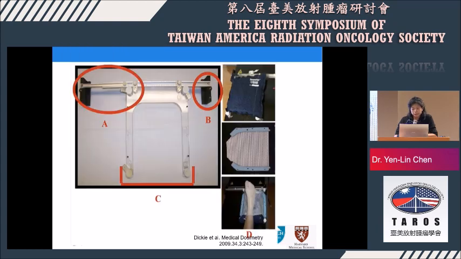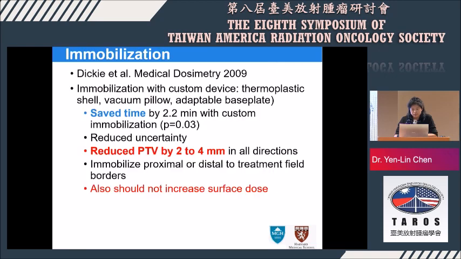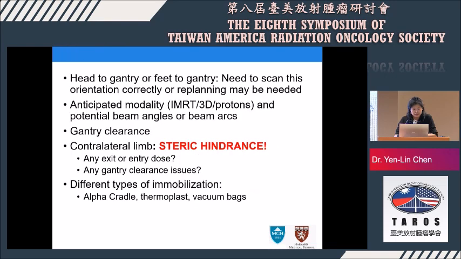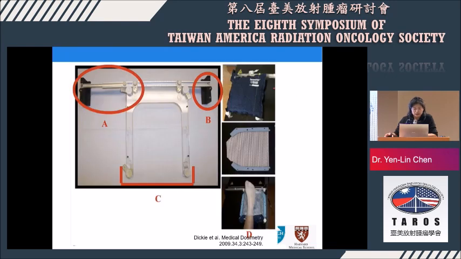So these are examples of immobilization. Pardon me. So this, for example, is an indexable bar on which then something very similar to a mask where thermoplast is used. So kind of similar to the intracranial mask, and then that forms a custom mold over this patient's foot.